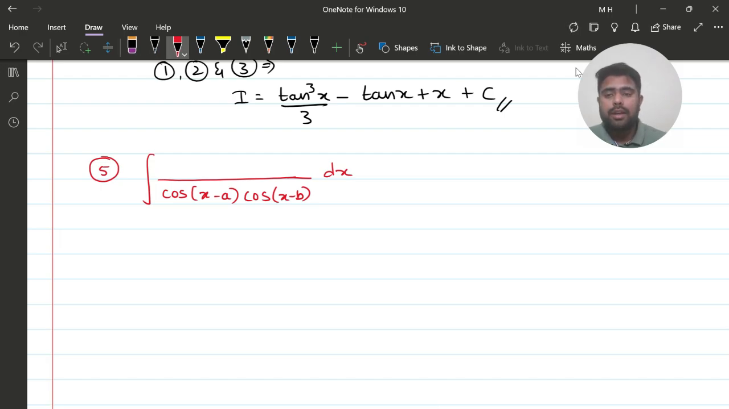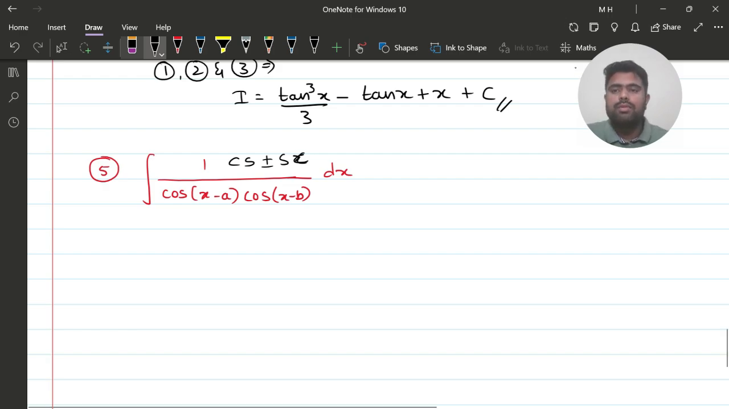But rather than that, if I get cos sine plus or minus sine cos, what will I get? Cos by cos will get cancelled out, sine by cos is tan, plus or minus cos by cos will get cancelled out, plus sine by cos is tan again. So therefore I will try to get cos sine plus or minus sine cos in the numerator.